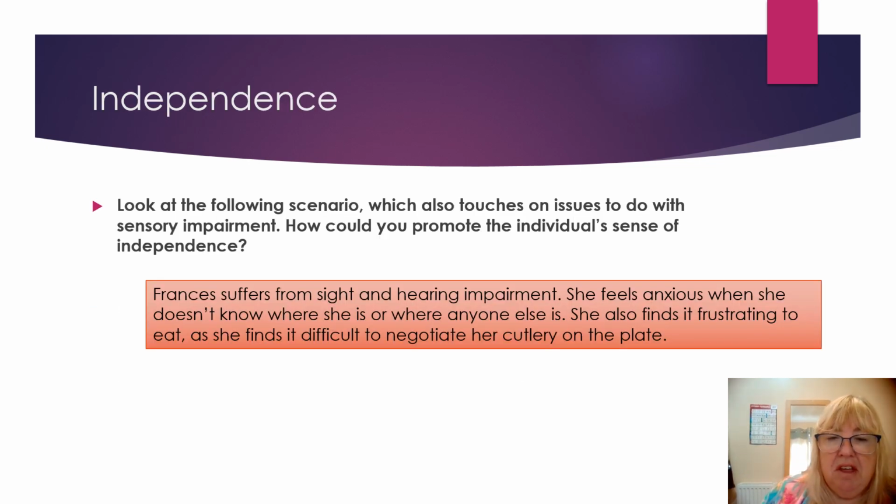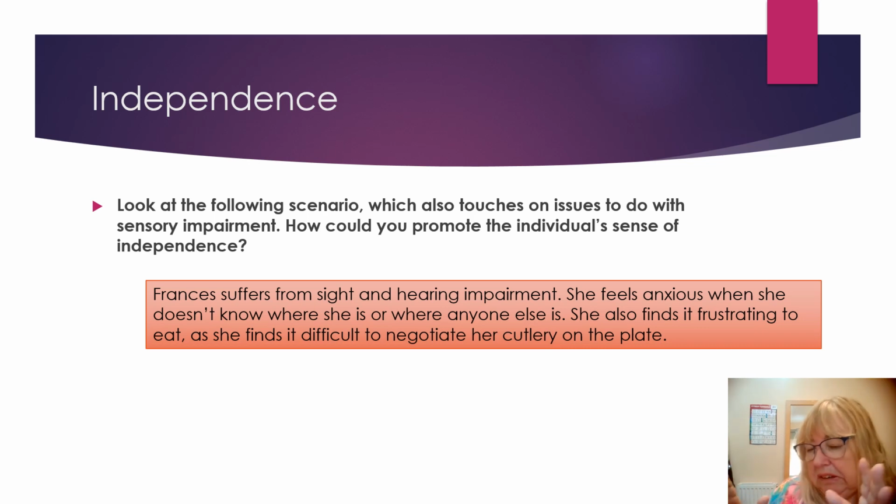Independence. Here's another one. See what ideas you have for this. Look at the following scenario, which touches on issues to do with sensory impairment as well. How can you promote this person's sense of independence? Here we have Frances. She suffers from sight and hearing impairment. She feels anxious when she doesn't know where she is or where anyone else is.